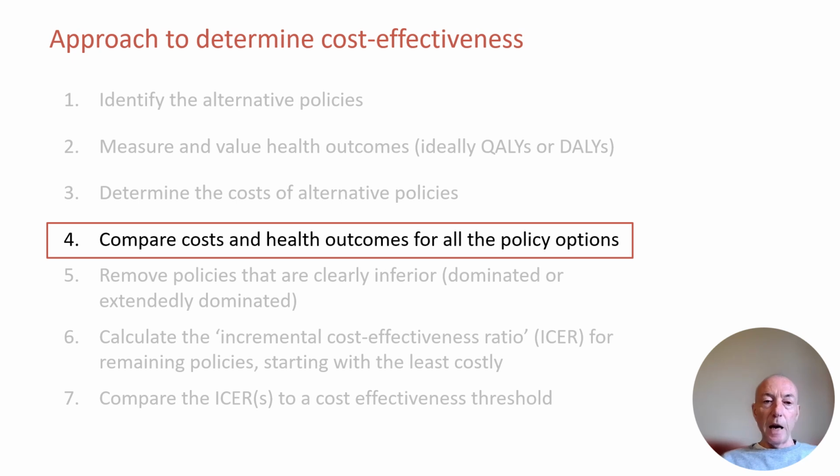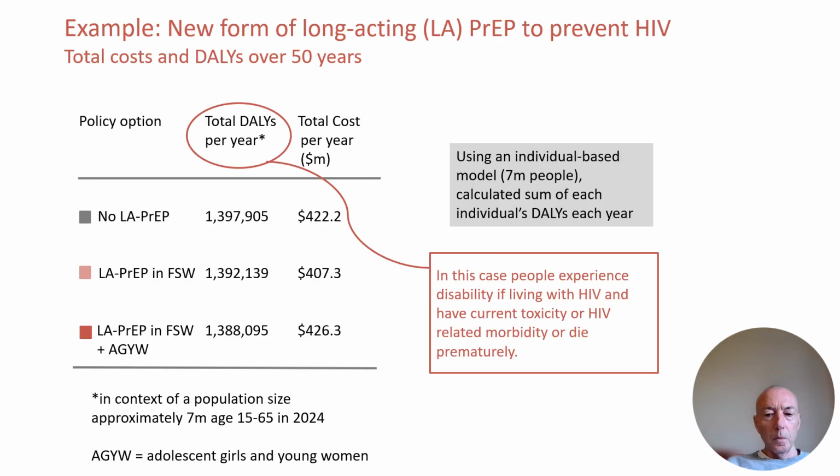So continuing with how we actually do this, how we determine cost effectiveness, number 4 then is that we compare the costs that we've ascertained and the health outcomes for all of the policy options. So let's look at an example. So let's imagine we're modeling, in an individual-based model, introduction of a new form of long-acting injectable pre-exposure prophylaxis, PrEP, to prevent HIV.